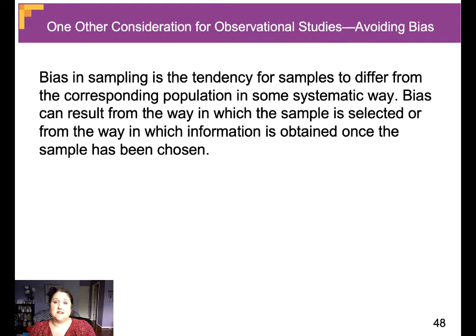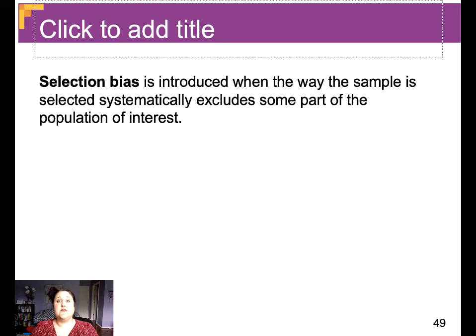So let's look at some specific types of bias that we could have. The first kind of bias I want us to look at is this idea of selection bias. You get selection bias when the way the sample is selected systematically excludes some part of the population of interest. We talked earlier with the sampling frame, sometimes not including everybody in the population. Well, that would be an example of selection bias. For some reason, you've excluded some of the population.